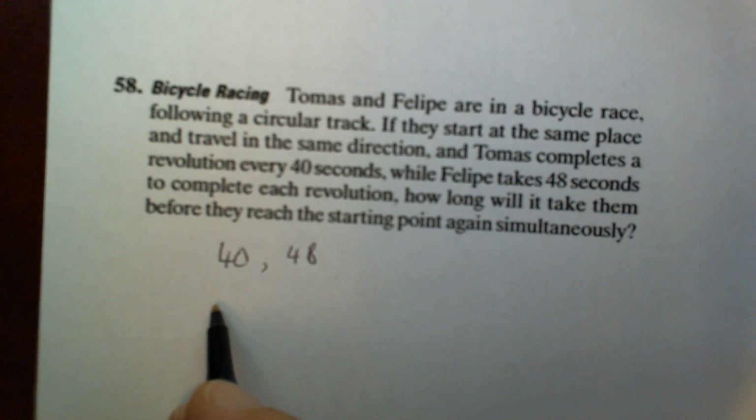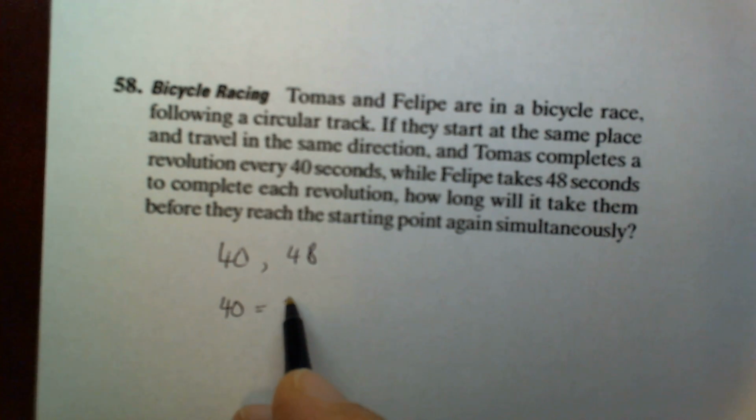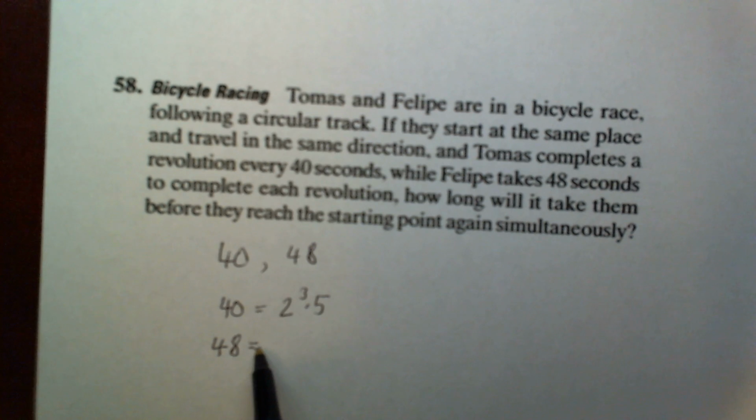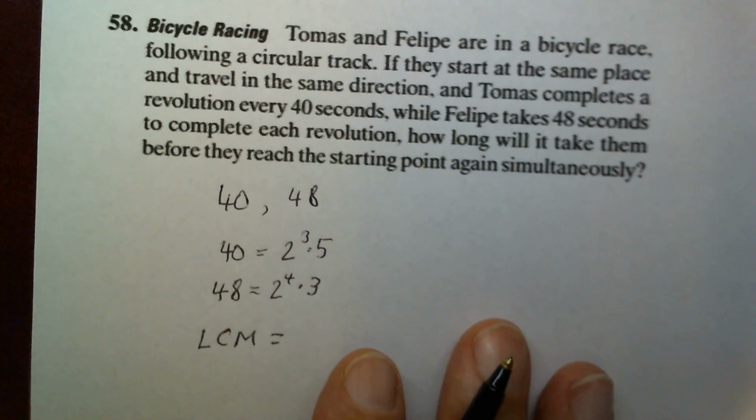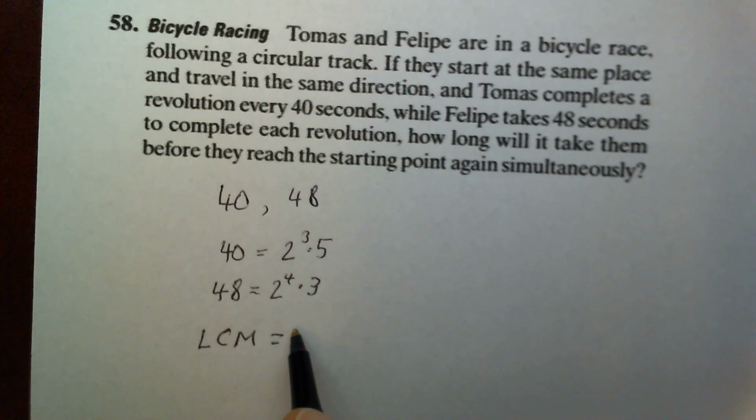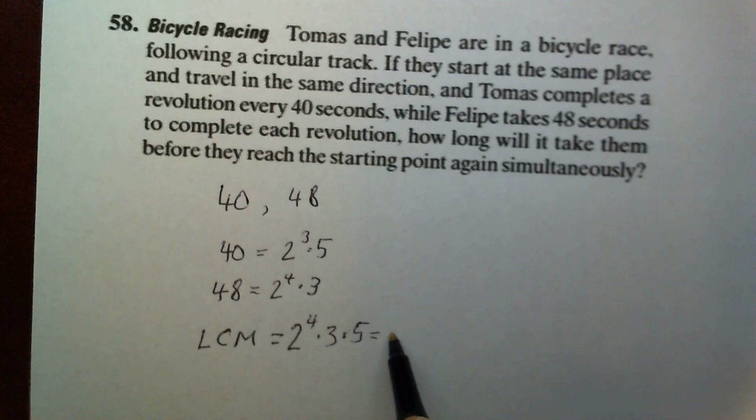So if we use the prime factorization method, 40, the prime factorization is 2 to the third times 5, and 48, the prime factorization is 2 to the fourth times 3. Therefore, the least common multiple is equal to, we use the greatest exponent, 2 to the fourth, times 3, and then times 5, and that would be equal to 240 seconds, or 4 minutes.